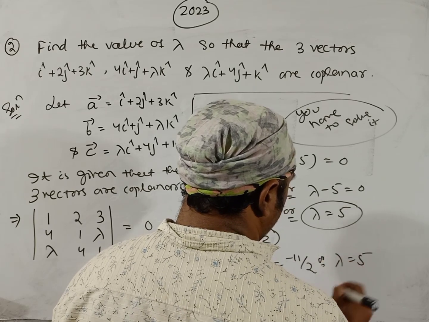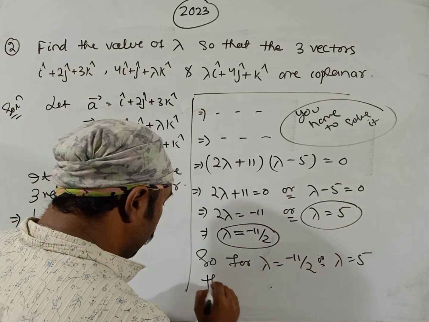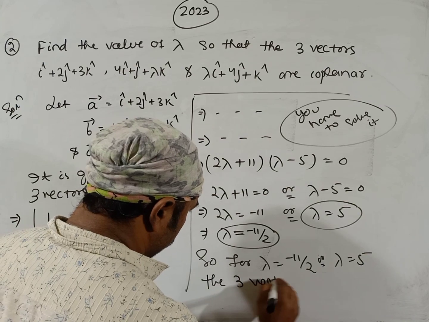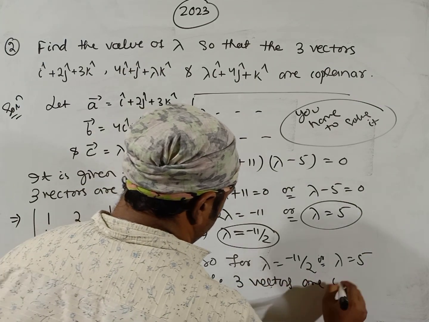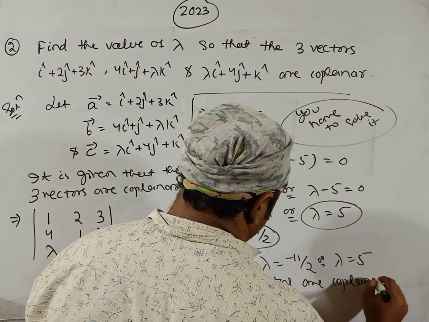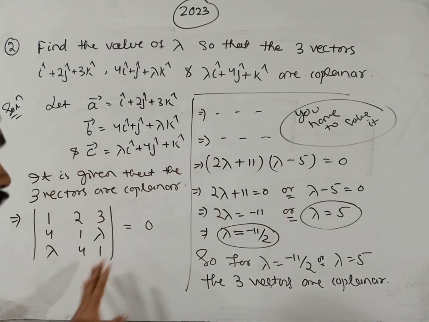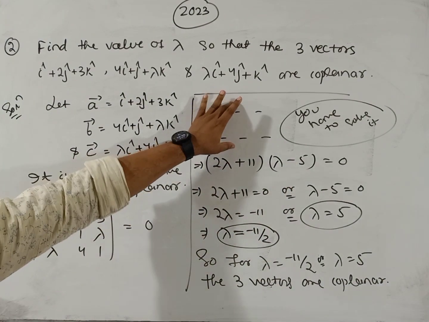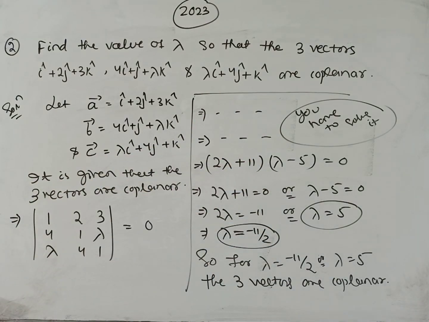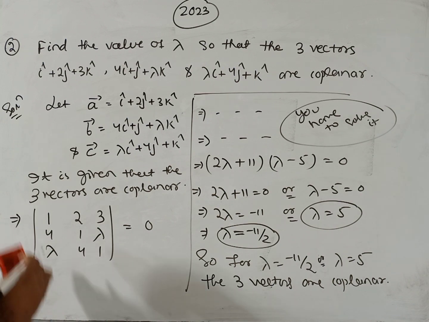and lambda is equal to 5, the three vectors are coplanar. So here it is the proof. Just you have to solve the determinant here in 2 steps, and then the rest of the answer will be this. Then next, moving towards the next question.